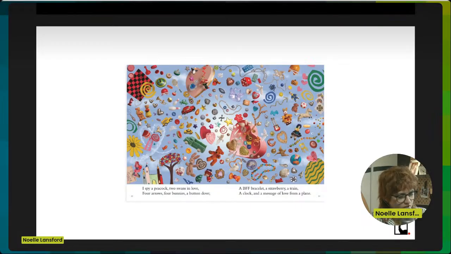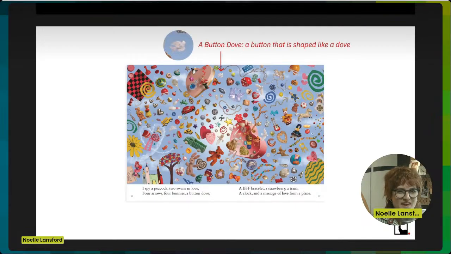So we're going to go ahead and find one. Spoilers, it's a button dove. And I went ahead and kind of blew it up and you can see, okay, it's a button that's shaped like a dove. That seems simple enough, right? We have some buttons, some doves, and then, okay, this will be a button dove, right?